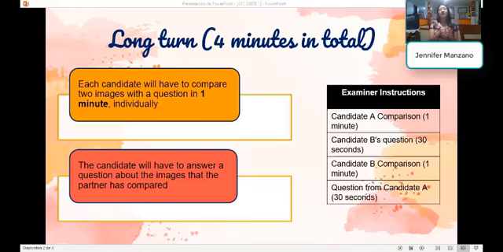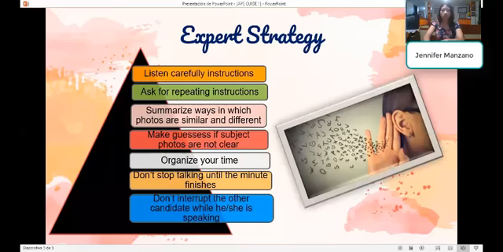The process of this part is the following. First, we have the summary instructions. Then we have the candidate A comparison in 1 minute. Then the candidate B question in 30 seconds. Then again the candidate B comparison in 1 minute. And finally, the question for candidate A in 30 seconds. For this, we have to take into account some expert strategies in order to give a good speaking performance.